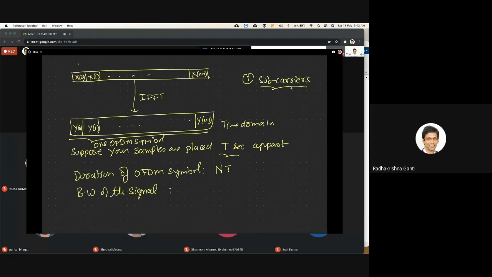What is the bandwidth of the signal? Remember, NT. No, sir. Because your samples are placed T seconds apart, your bandwidth will be 1 by T. The OFDM symbol is a bigger thing. Your samples are T seconds apart, so your bandwidth will be this, which is equal to your W. Agreed?